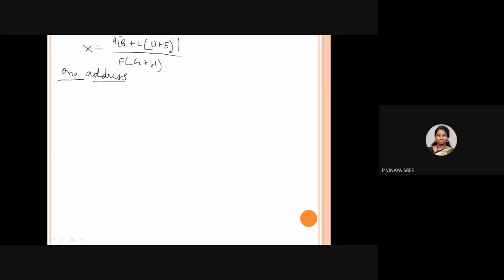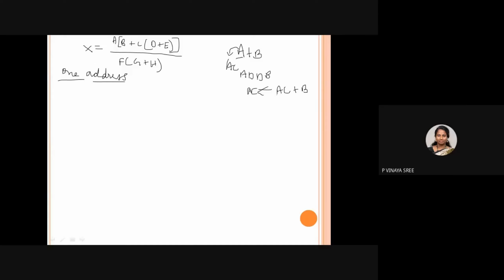Let me give one example. I want to perform a plus b. What does add b indicate? Add b indicates that we are performing addition with the contents which are available in an accumulator. So in an accumulator we'll be having a, and here we'll be adding accumulator plus b.